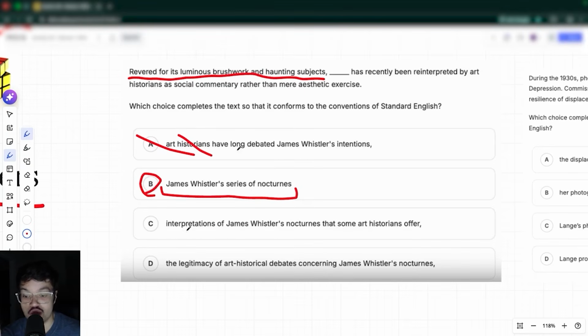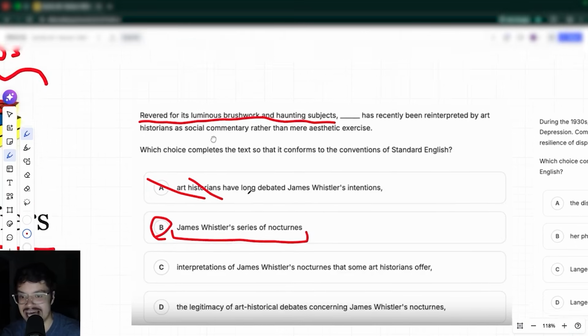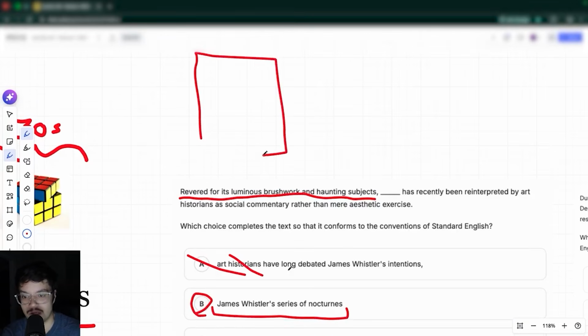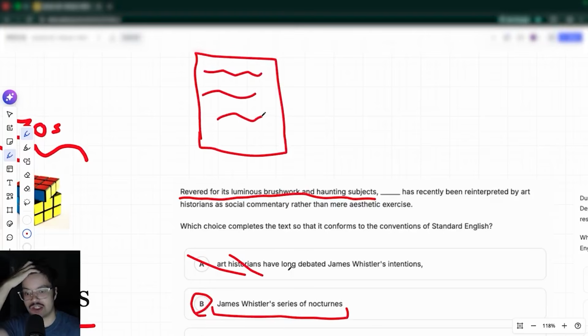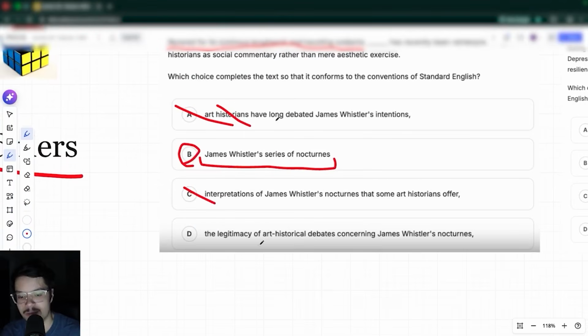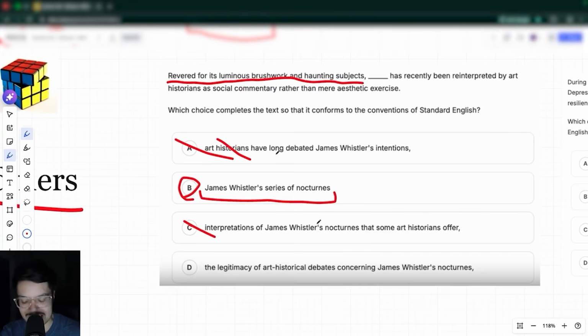If you look at this one, interpretations of the nocturnes, that would not work because the interpretations, that's just text you write. That's like maybe if somebody writes something down on a forum or something online, that is what the interpretations would be referring to. Those things are not revered for luminous brushwork and haunting subjects. It is the paintings specifically that are. And finally, the legitimacy of art historical debates. If you understand what I'm talking about at this point, you should be able to clearly tell that would not be it either, because the legitimacy, that is not the thing that is revered for brushwork.